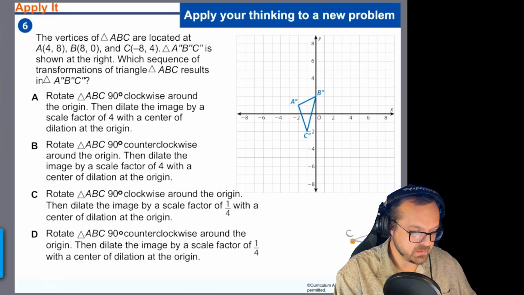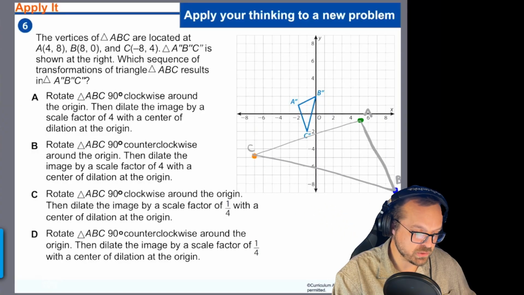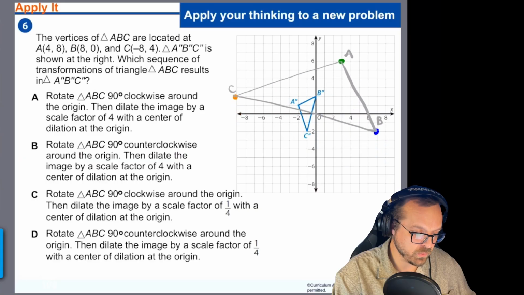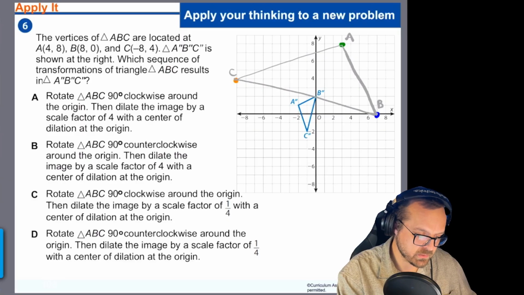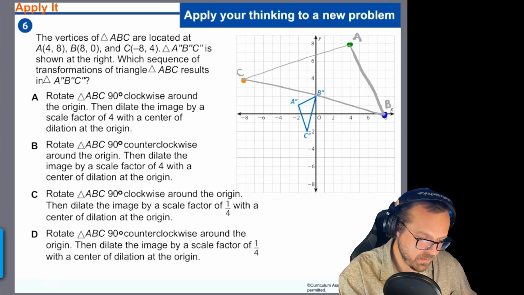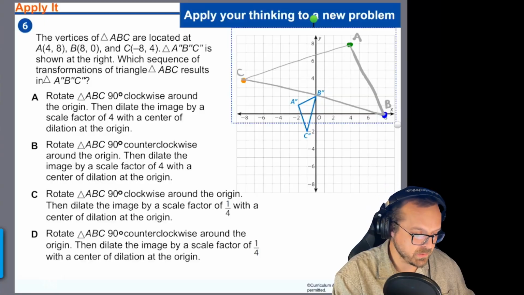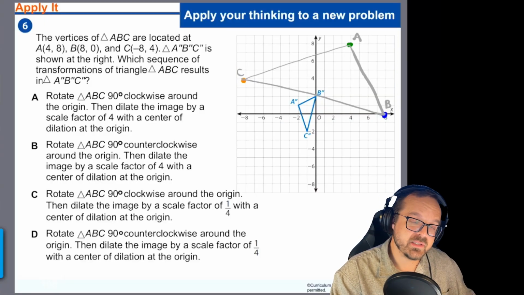So what I did is I actually plotted these points. Our original triangle is right here, right? So (4, 8), (8, 0), and (-8, 4). I prepared this beforehand because I didn't want to take up too much of your time. I'm going to place A at (4, 8), which is right here. Oh, that's 3, 8. Let me move over one more time. There we go. I need new glasses, apparently. So that is where ABC is.